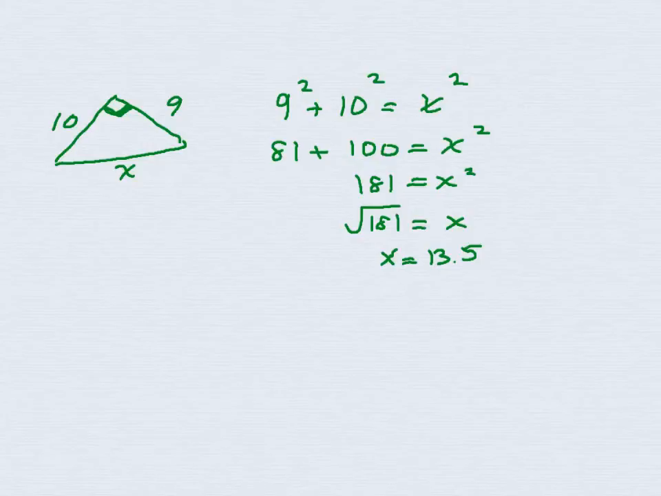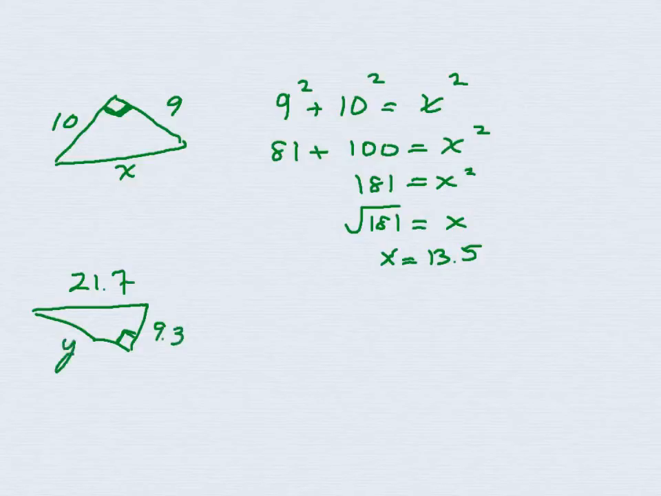The other kind of question you could potentially see, really only 2 kinds in the whole section, hopefully your triangles are better than mine, is if you get given the hypotenuse, 21.7, and you're given one of the legs, notice it's not very well to scale, 9.3, and you're asked to find the other leg. I would write the equation as y squared plus 9.3 squared equals 21.7 squared.